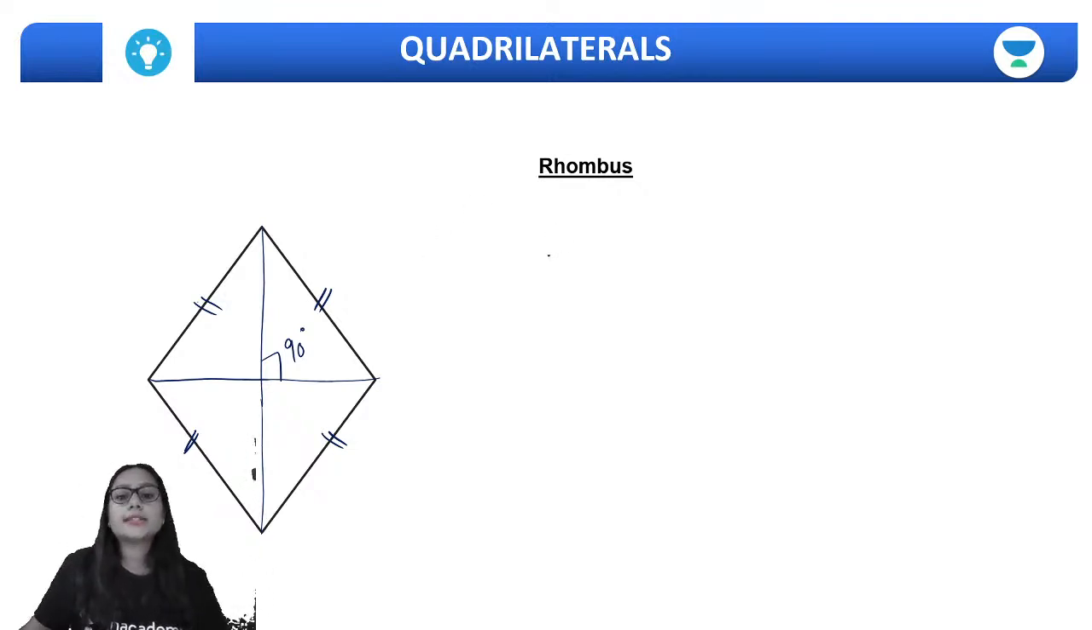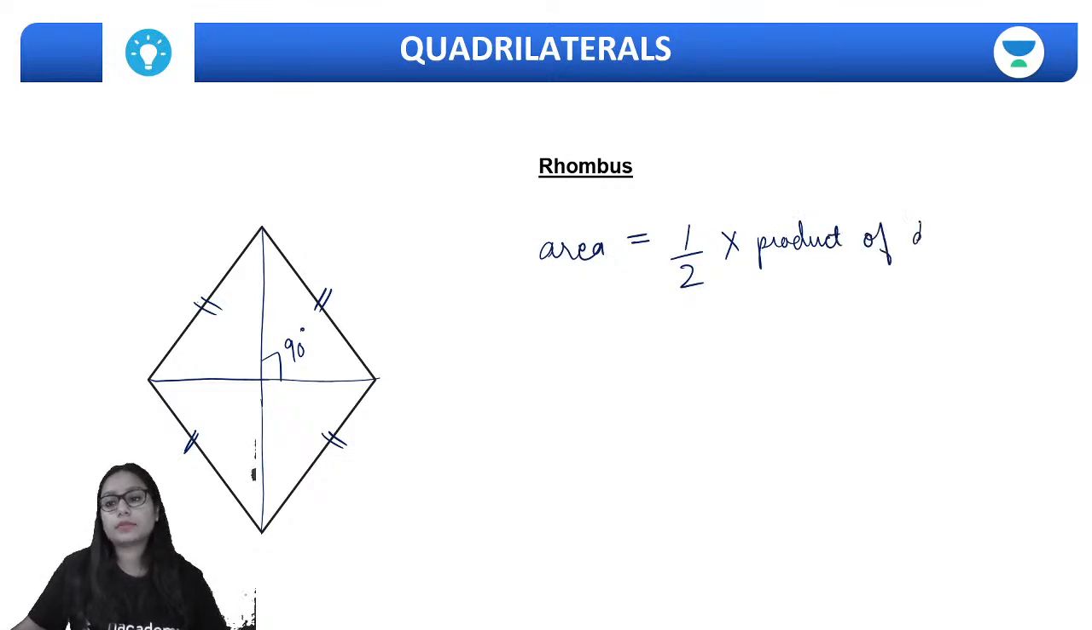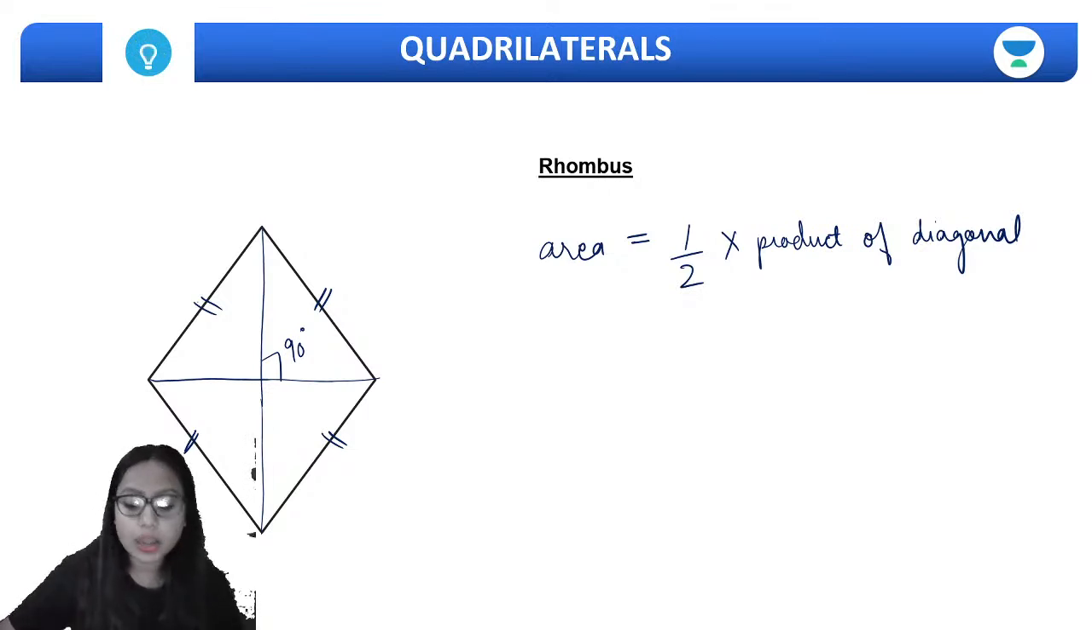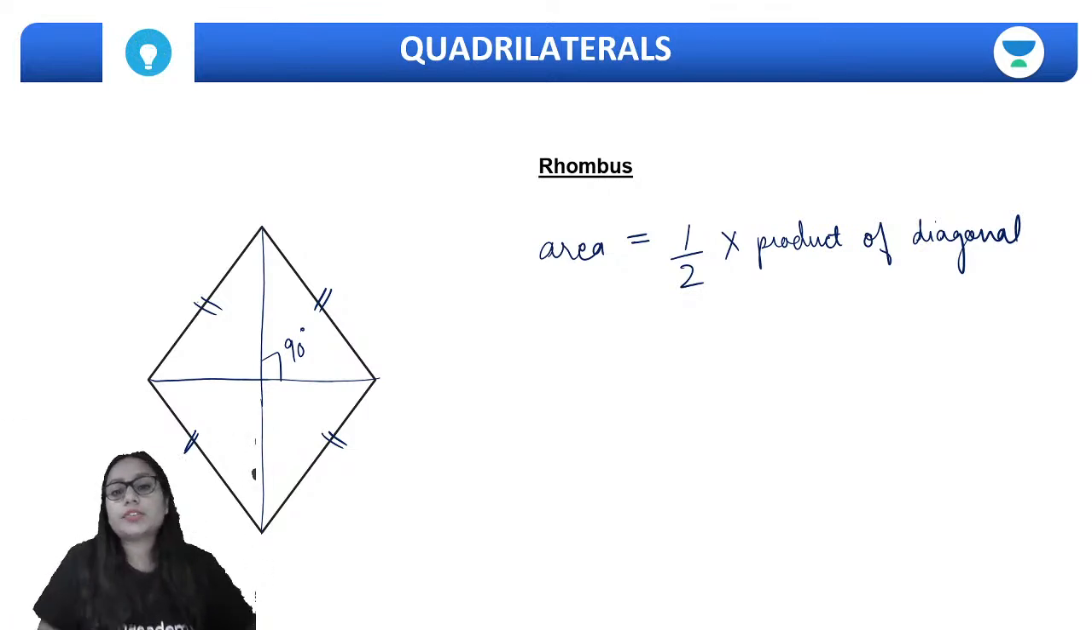Okay. Now let us see what the area of a rhombus is. Area of a rhombus is given by half of the product of diagonals. Okay, so this is the area of a rhombus. Alright, I hope this is clear. Is there any doubt in any of the properties of quadrilaterals till now?